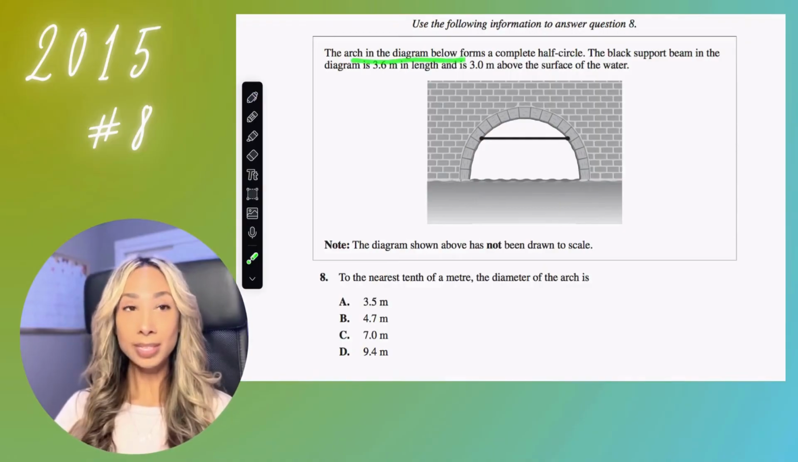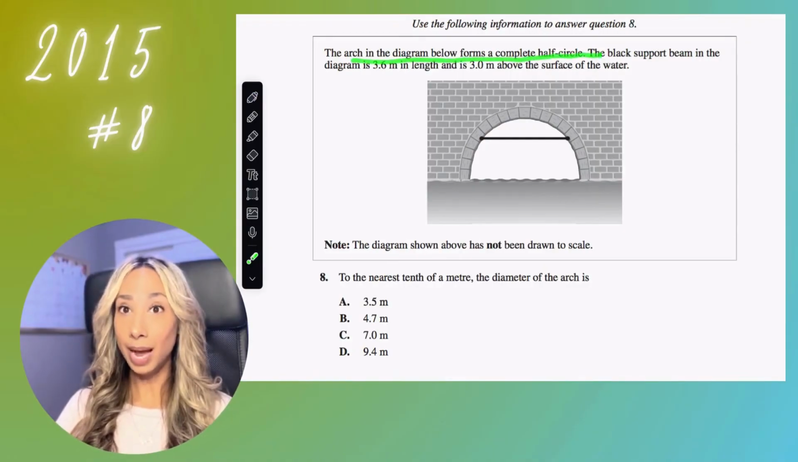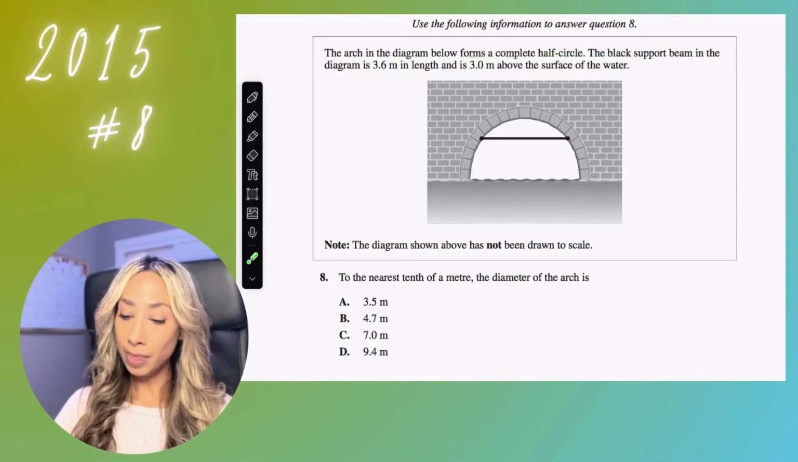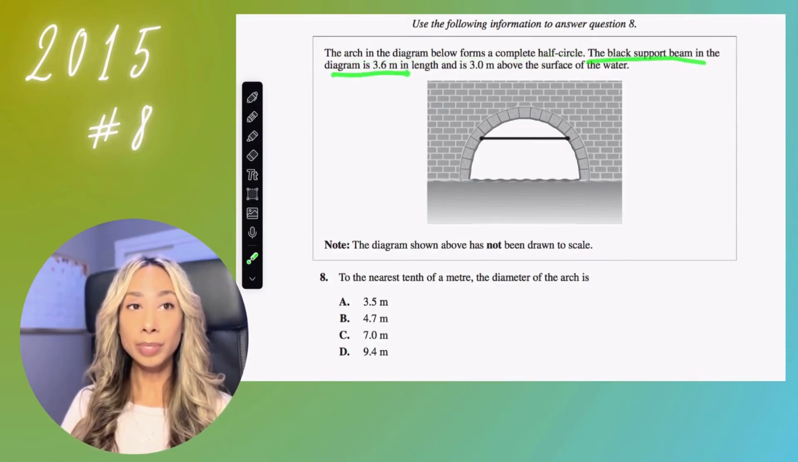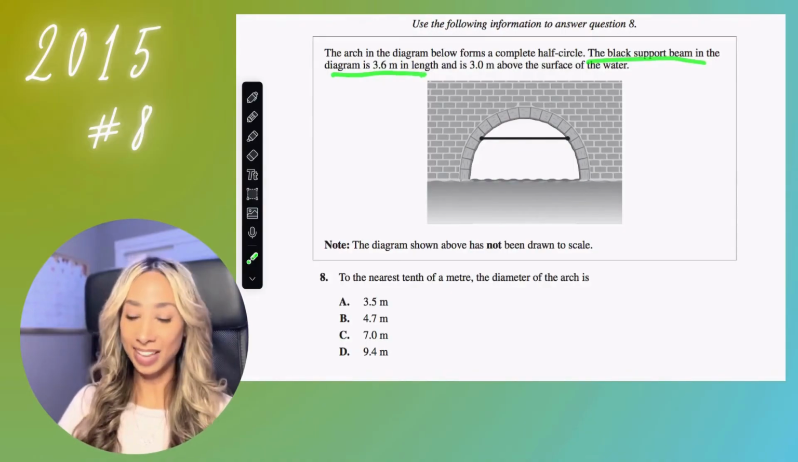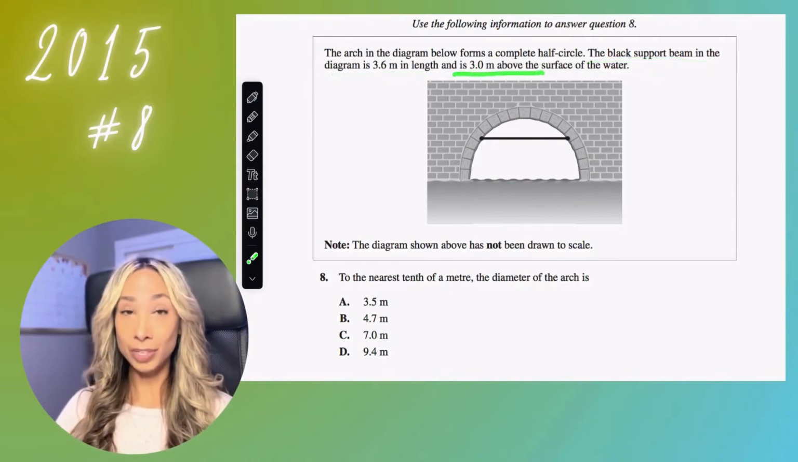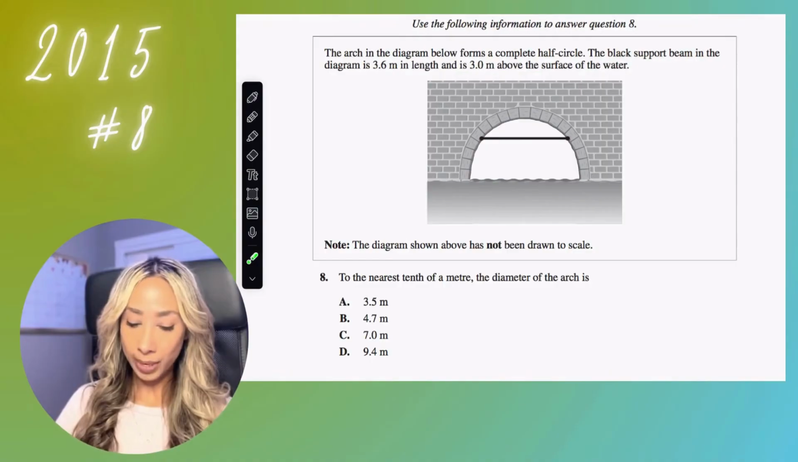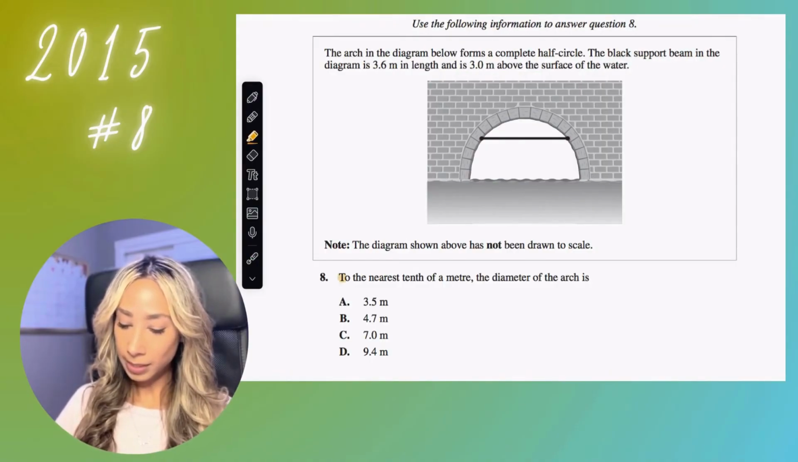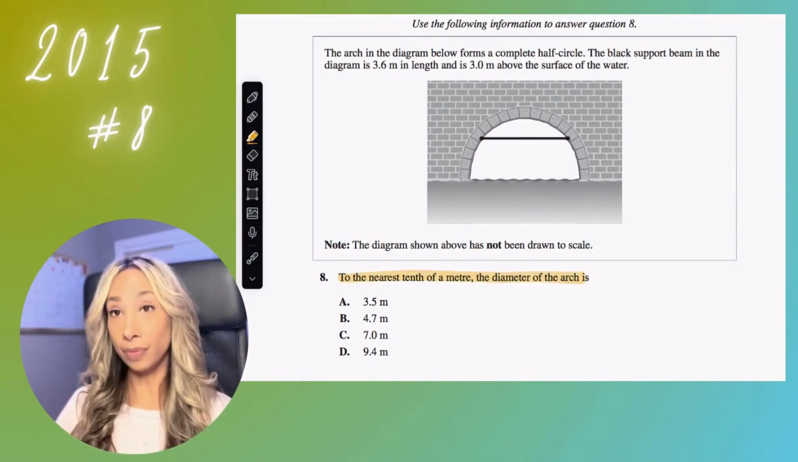So the arch in the diagram below forms a complete half circle. The black support beam in the diagram is 3.6 meters in length, and 3 meters above the surface of the water. We need to calculate to the nearest meter the diameter of the arch.